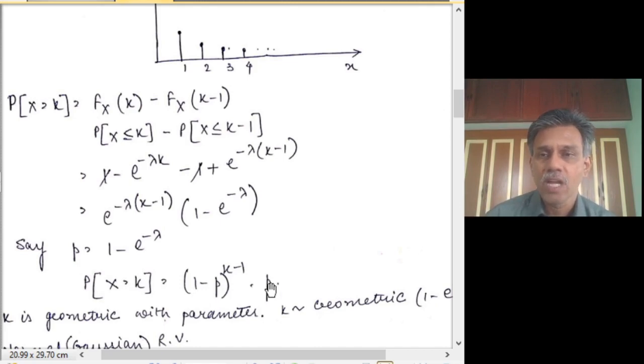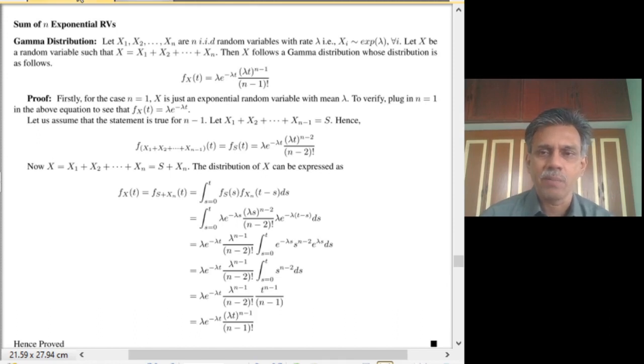the PMF of a geometric random variable with a probability of success equal to p. Therefore we find that the ceil of x, where x is an exponentially distributed random variable, is always a geometric random variable with parameter given by this. So that establishes a close connection between the exponential random variable and the geometric random variable.